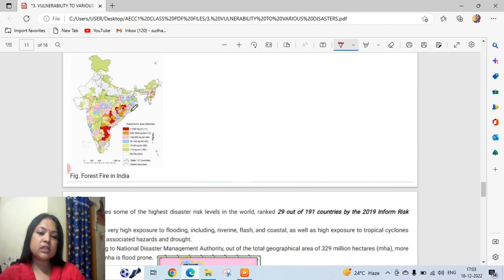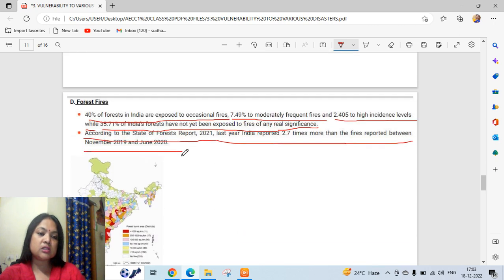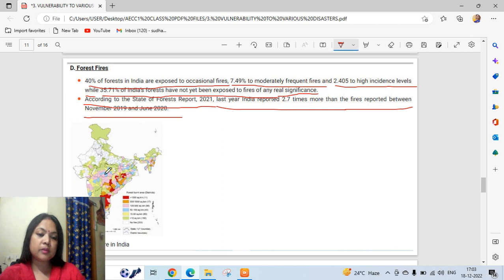Okay. So these are the pictures showing the regions of forest fire. So the regions shown in red color, that is the moderate, means the very frequently occurring forest fires.